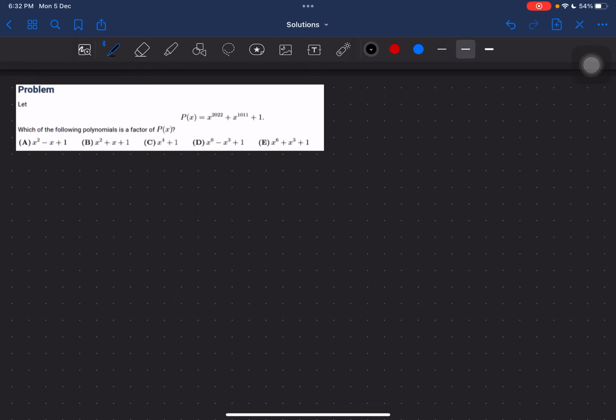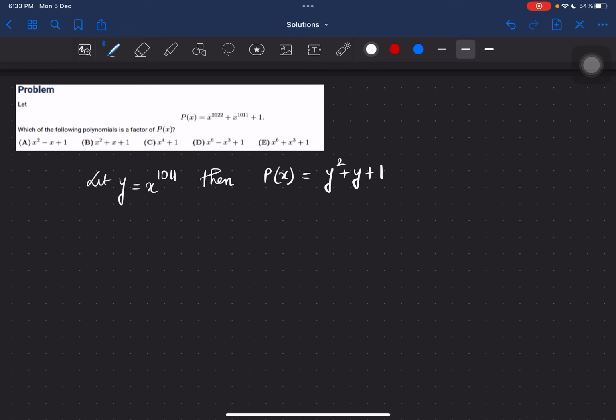So p(x) equals x^2022 + x^1011 + 1. They have asked which of the following polynomials is a factor of this polynomial p(x). If we observe the polynomial, you can see that 2022 is nothing but 2 times 1011. So if we assume y to be x^1011, then p(x) we can write as y^2 + y + 1.